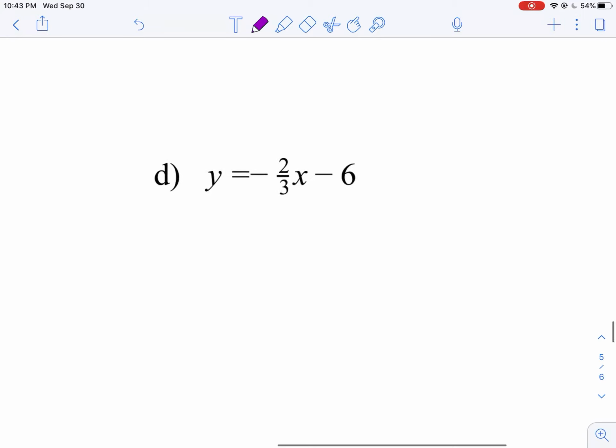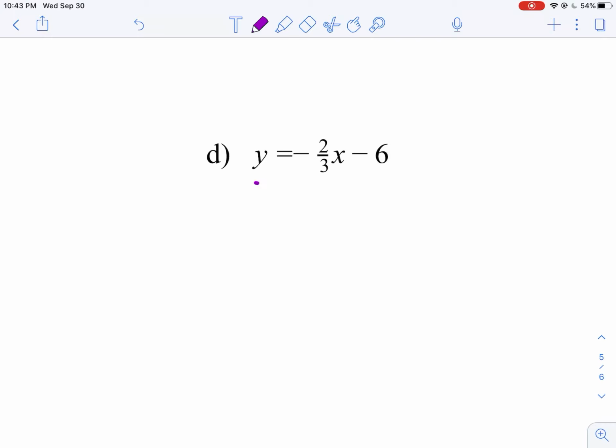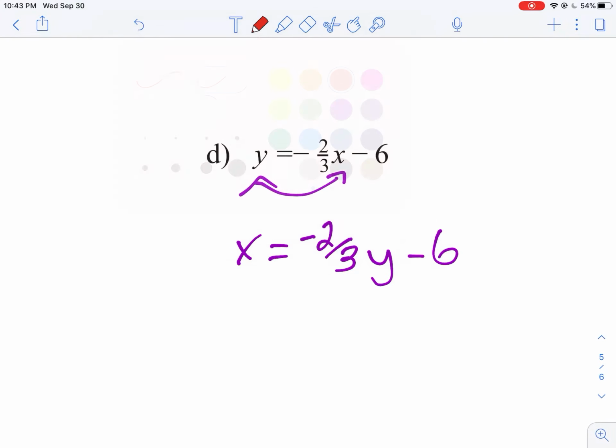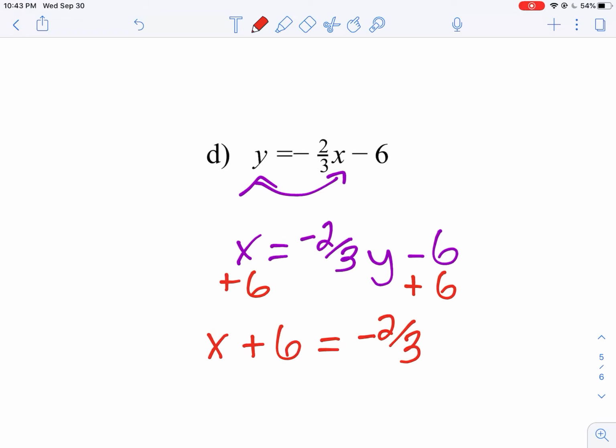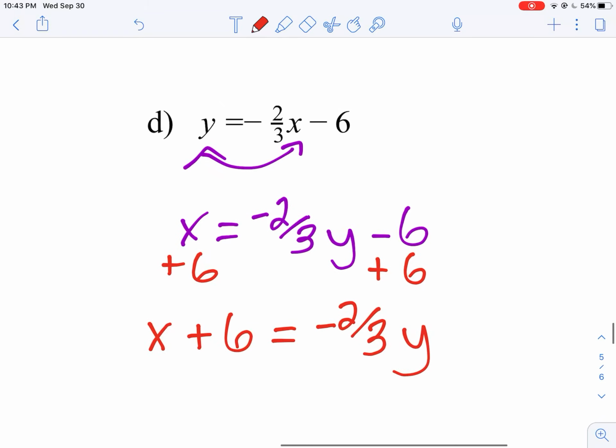I'll walk you through one more of these fraction ones. All right, so again, just going to swap out the x and the y here. x equals negative 2/3 y minus 6. Okay, so again, I swapped out the x and the y. Now I'm going to add 6 to each side because I want to get the y alone. x plus 6 equals negative 2/3 y.